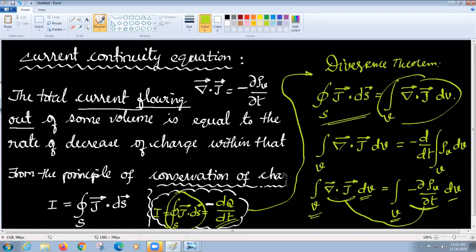This expression must be true for any volume. You can take any volume or any closed surface, however small or big, it doesn't matter; you must get the same answer. Divergence of J is equal to minus dou rho by dou t. Are we clear so far?